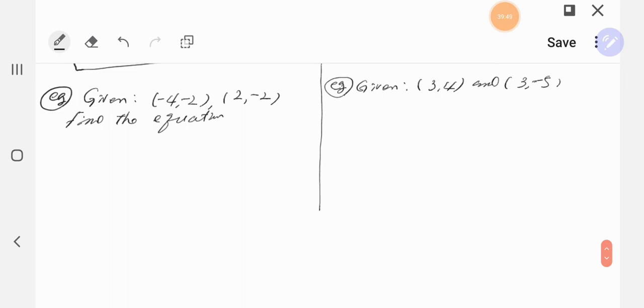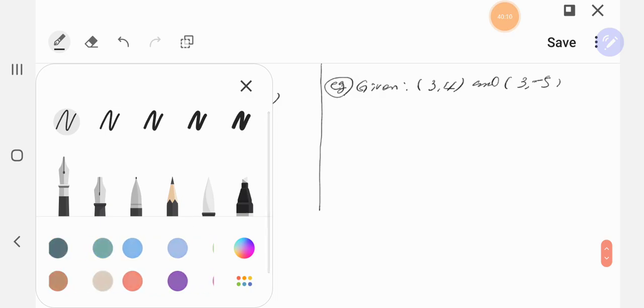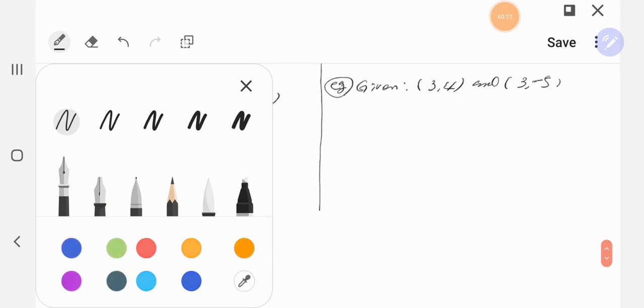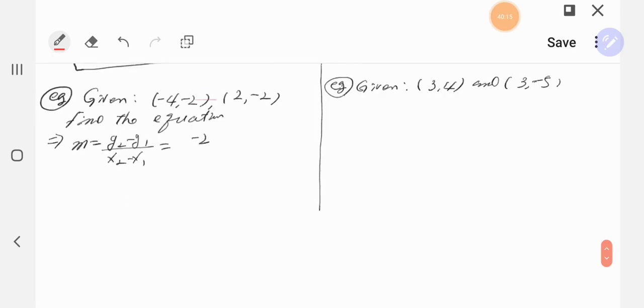Two points are given, so let's find the equation of the line passing through these 2 points. First of all, we need to find the slope. Slope is y2 minus y1 over x2 minus x1. Look at this, y is negative 2 for both. The y values are the same. What happens if the y coordinates of 2 points are the same? Then the numerator is 0. It's a horizontal line. Let's check anyway.